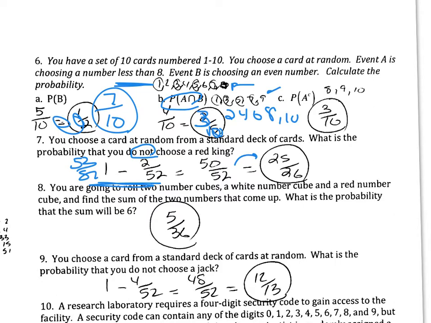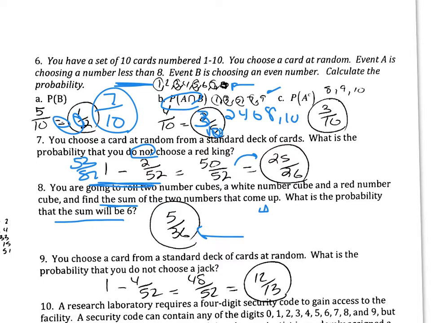Number 8, you're rolling 2 dice. One's white, one's red. You're going to find the sum. What are the chances it will be 6? You can't see it over here, but remember there are 36 different sums you can get. We drew that picture on the board the other day, all the sums you could get.